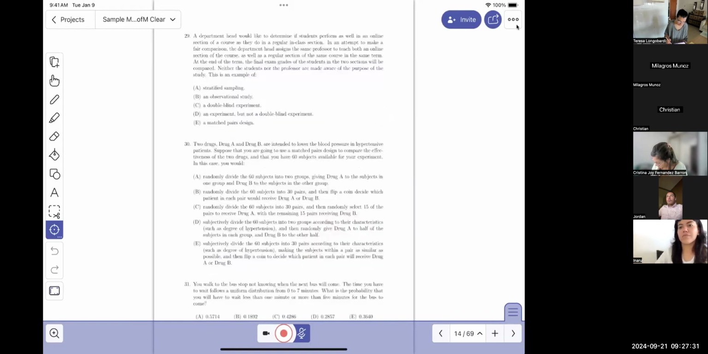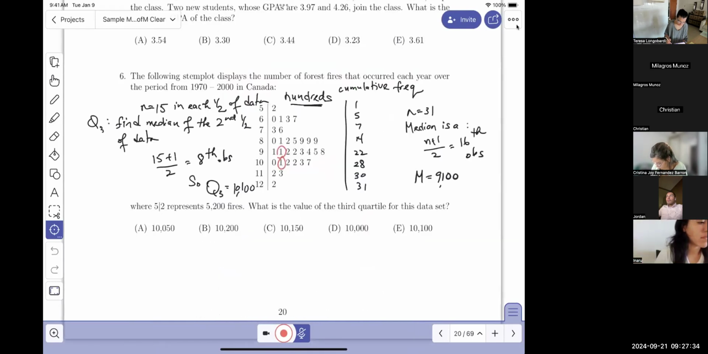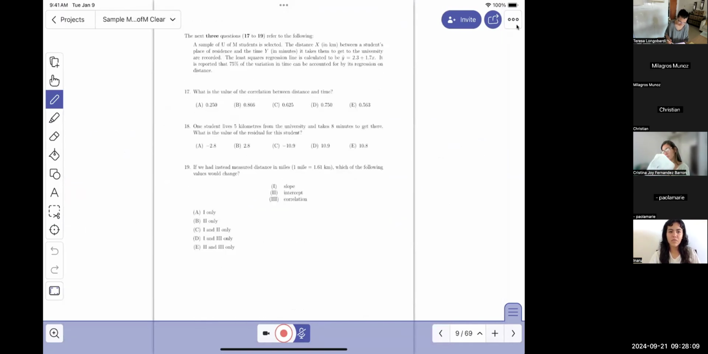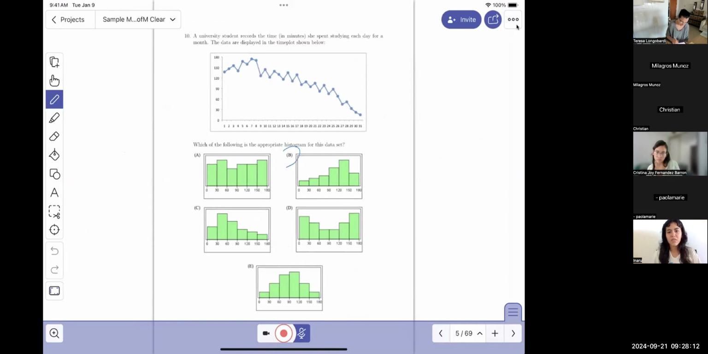And then we solved for the third quartile. This is the second problem I had for homework. And we accumulated how many observations there were. Then we use the number of observations, n equals 31, to find the median. Once we found the median, we divided the data in two and found the median of the second half to get the third quartile. And we have the answer is E. Oh, and I didn't say what the answer was on the other one. The answer was, on this one, was B.